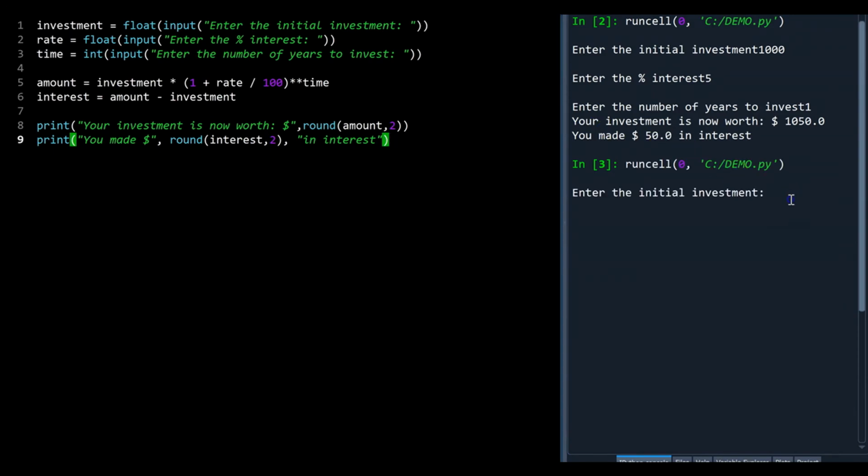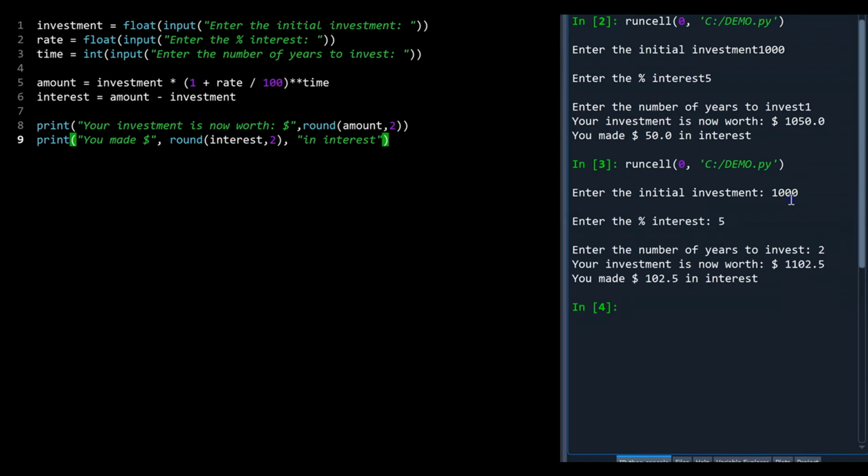We could run it for more. So if you had $1,000 and you had 5% interest, but you said 2 years, now it's a little bit more, comparatively speaking, because you're earning interest on the interest. After the first year you had $1,050, so if you then multiplied that by 5%, you would get $52.50. So that's why you now have $102.50 interest.